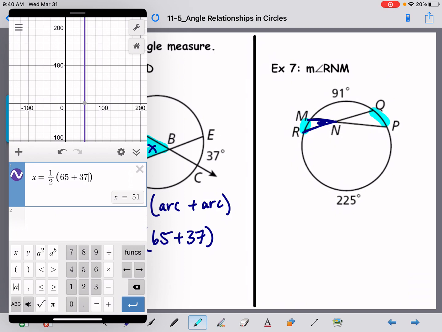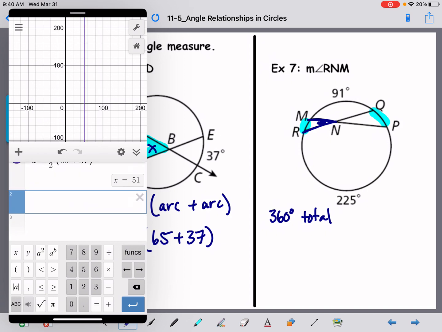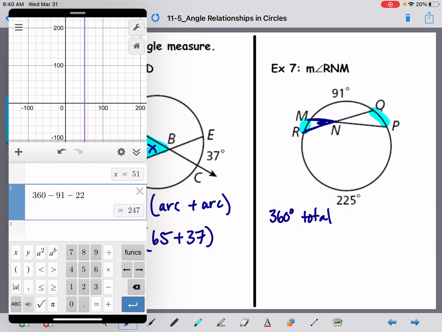How many degrees are in a circle? Yeah, 360 degrees total. All right. So obviously MR and QP are going to be different sizes, but let's figure out what I got left in this circle. So 360, subtract 91, subtract 225 is 44 degrees left.